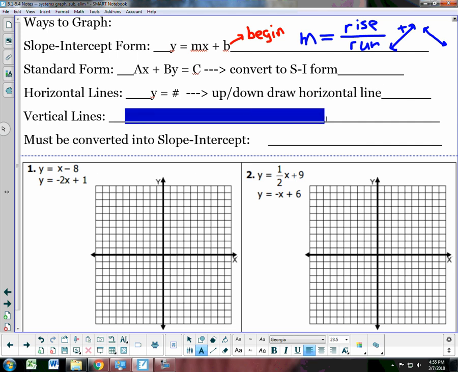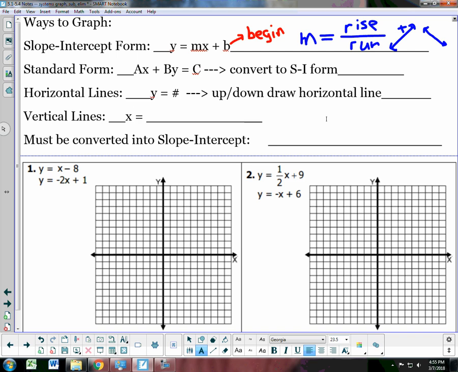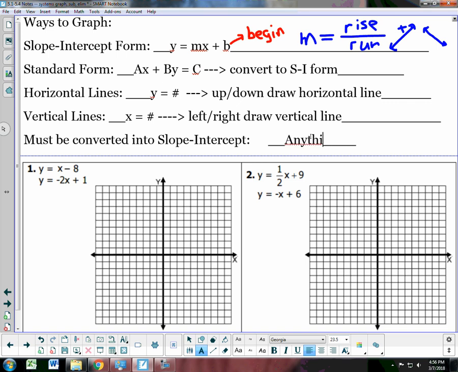For a vertical line, it's very similar, but it's x equals a number. Then you would go left or right, depending if it's positive or negative, and draw a vertical line. And other things must be converted into slope-intercept form. That's basically anything else. Anything else you see that's not what we've already talked about, convert into slope-intercept form.